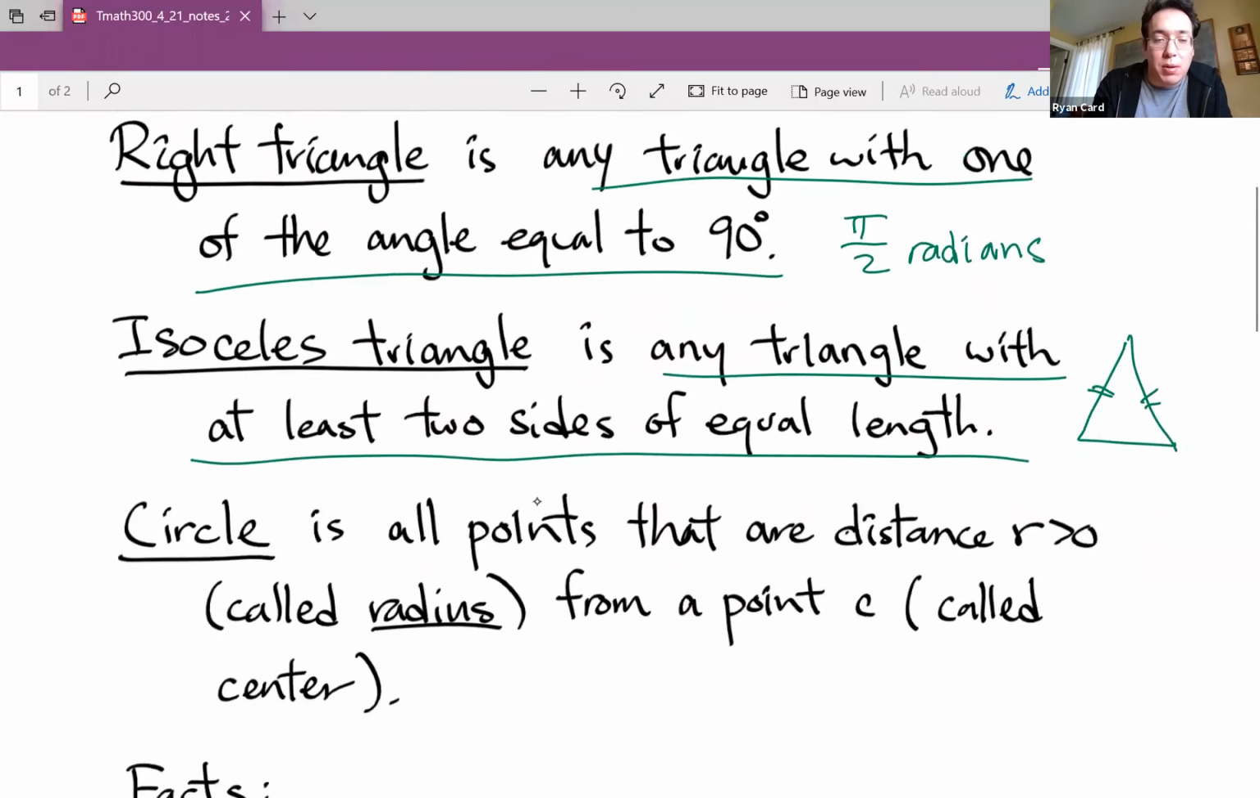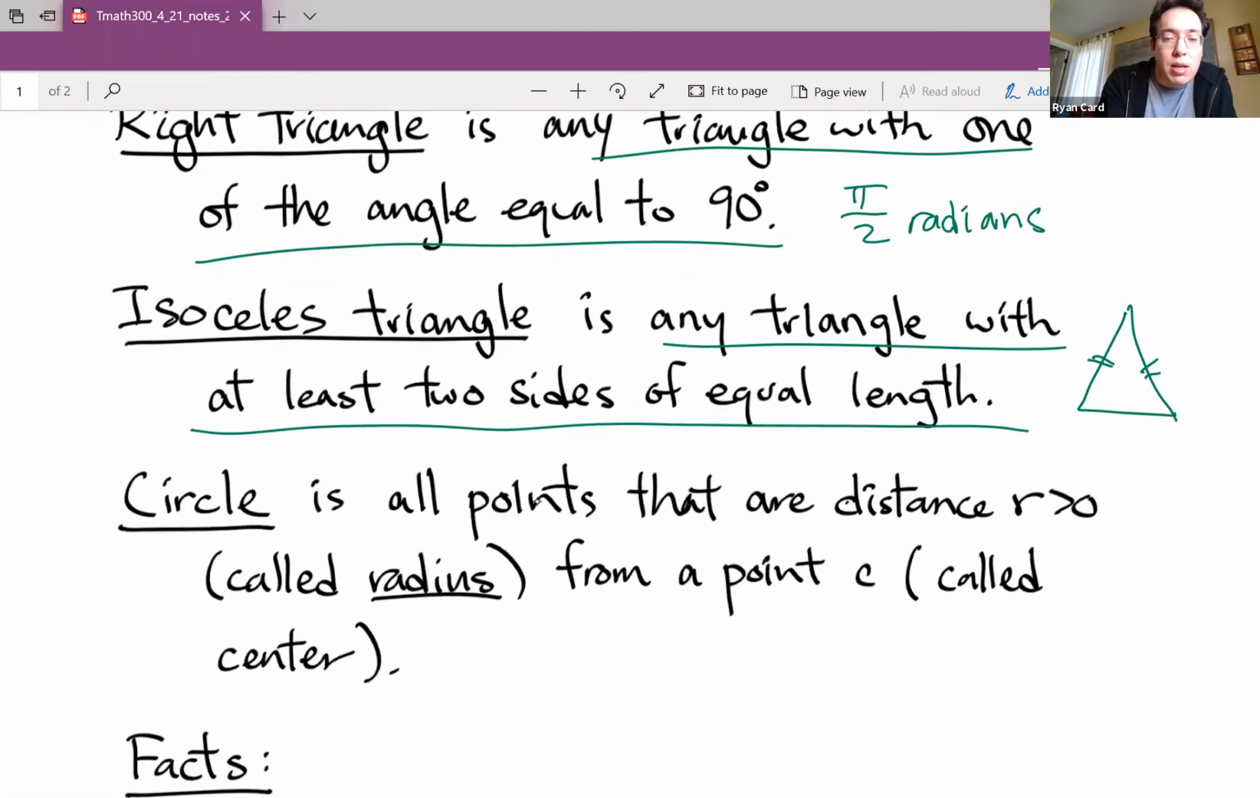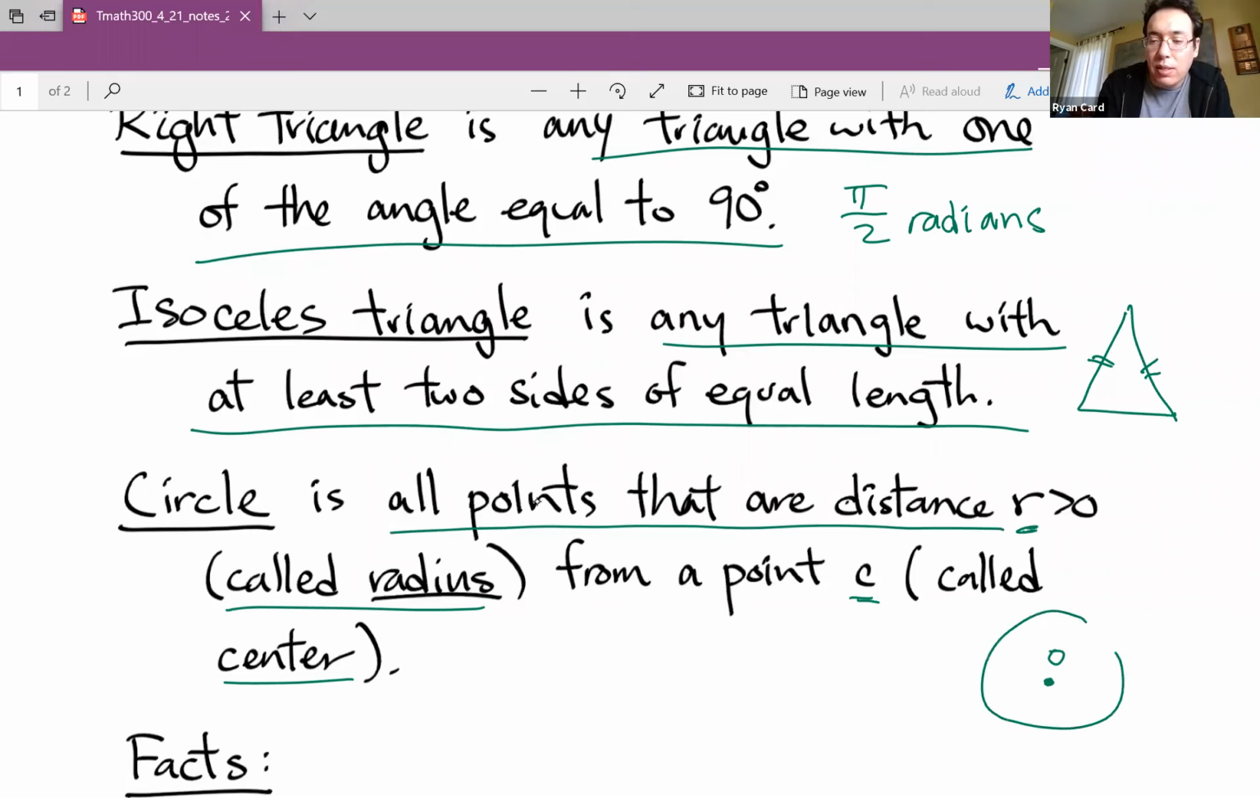Because we're talking about a semicircle, maybe the definition of a circle might be relevant. A circle is all the points that are some distance r, called the radius of the circle, from a particular point C, and C is called the center of the circle. I think in the diagram the center is named O, and the circle itself is all the points that are the fixed distance r away from that center.